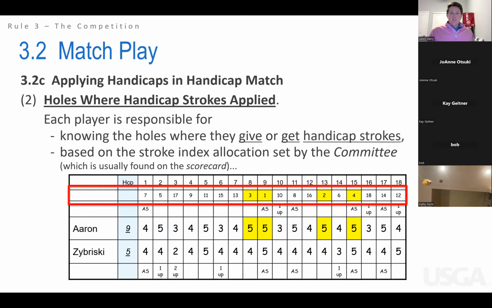We have some responsibilities in match play here. We need to know where we're getting those strokes. That's the player's responsibility, to know where they're giving the handicap strokes based on those allocations. That allocation is set by the committee. Again, usually you're going to get a scorecard that's already been dotted or that already has been outlined where those strokes are being given, based on what the committee has already given you. But it is the player's responsibility to know where those strokes are and where they fall throughout your round.